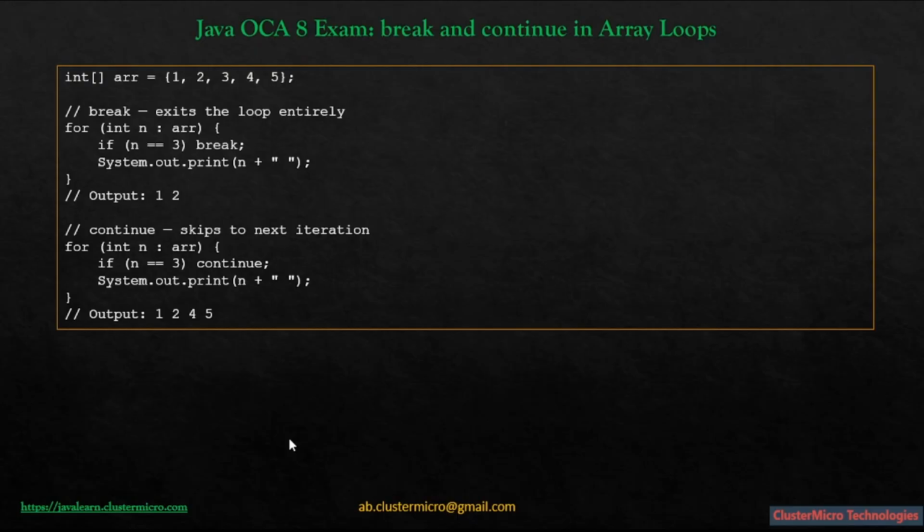For example, in a loop iterating over numbers, if break is used when n equals 3, then the loop stops at that point. As a result, only 1 and 2 are printed and the remaining elements are never processed. In contrast, if continue is used when n equals 3, that specific iteration is skipped. The loop then continues to the next value, so the output would include 1, 2, 4 and 5 while 3 is skipped. Let's come to the practice question.